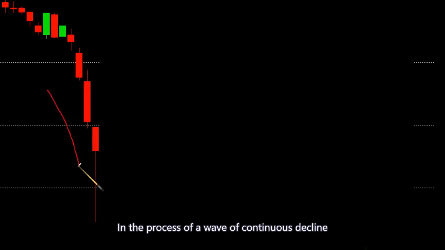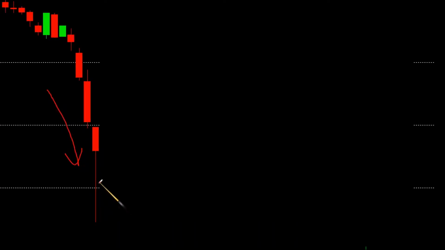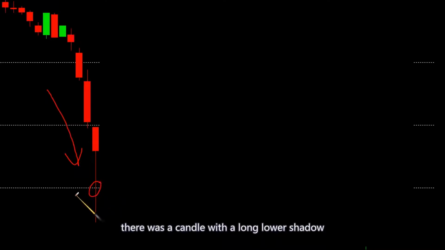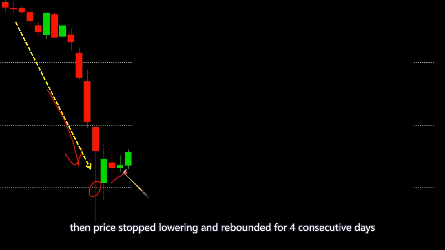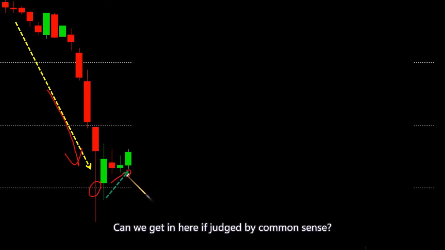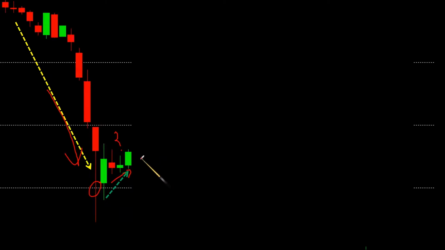In the process of a wave of continuous decline, there was a candle with a long lower shadow. Then, price stopped lowering and rebounded for 4 consecutive days. Can we get in here if judged by common sense? Yes, we can. But after buying, it fell for 3 days.